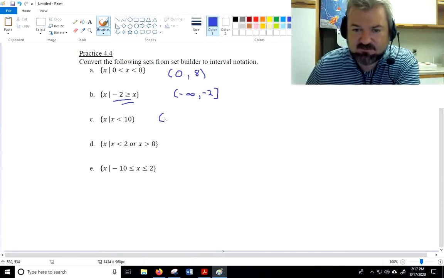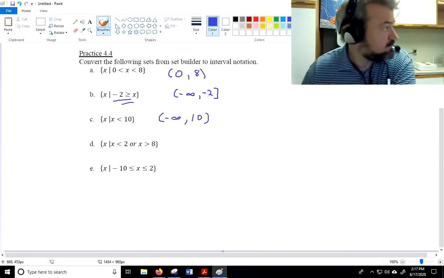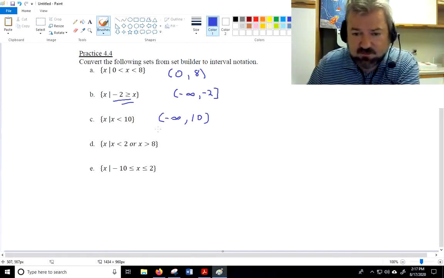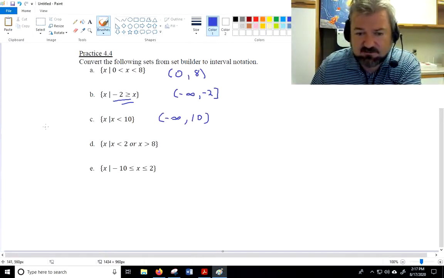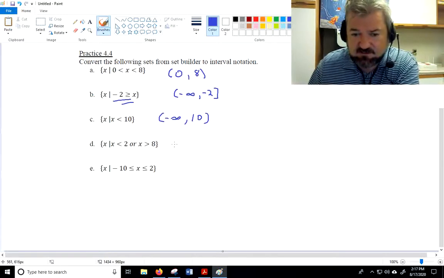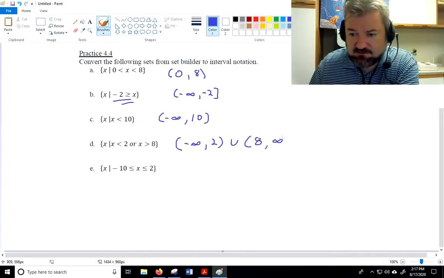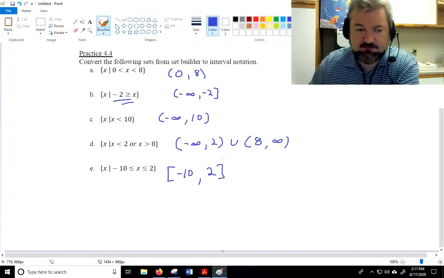All right, this is -infinity to 10, and with parenthesis there. And then I've got, let's see here, this is -infinity to 2, union 8 to infinity. All right, and this one here is a square bracket at -10 and a square bracket at 2.